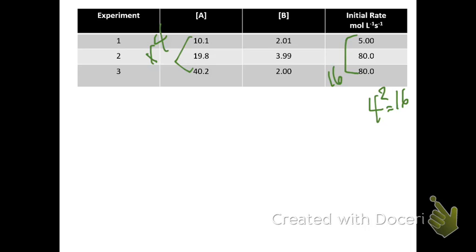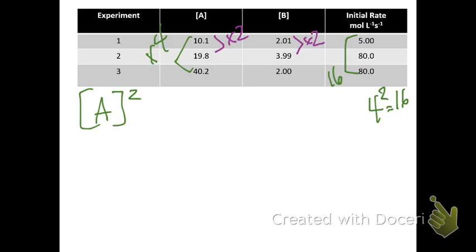Okay, so we know that A is second order. So now I want to look at B to find that one. In that case, there's nowhere where A is held constant. But if I look right here, I see this is times 2, right? And so if I expected that, it should quadruple. But this is also times 2.